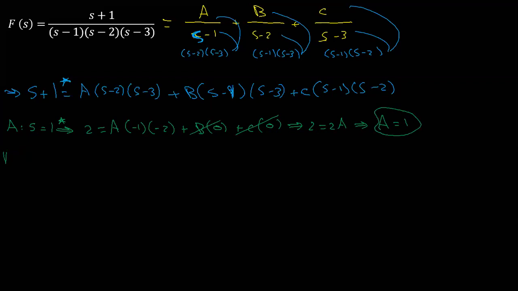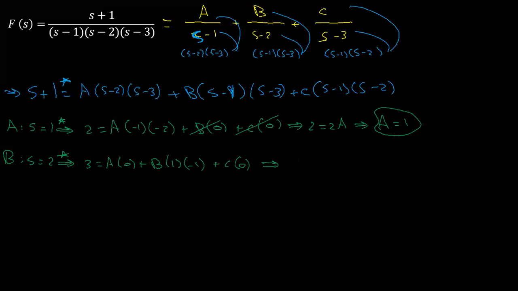To find the second constant, B, can anyone guess the value for S which I need to use now? 2, to make the denominator 0 in equation star. Now, 2 plus 1, it is 3 equal A times 2 minus 2, it's 0. Notice now, when you need to find B, that means the coefficients of A and C must be 0. Plus B, 2 minus 1, it's 1, 2 minus 3 is negative 1, plus C times S minus 2, this one, it's 0.